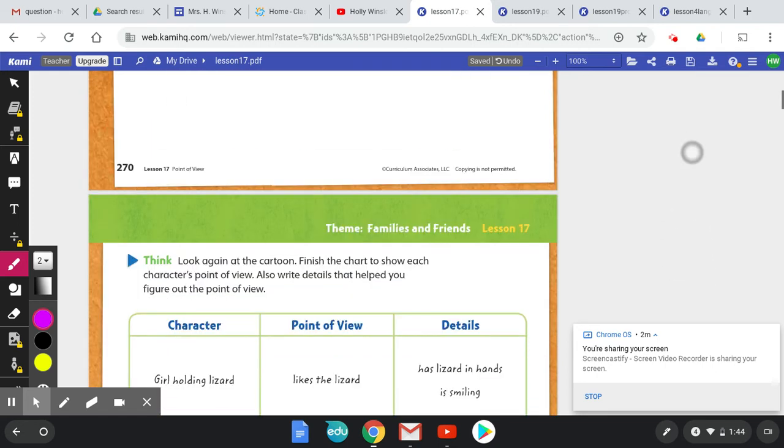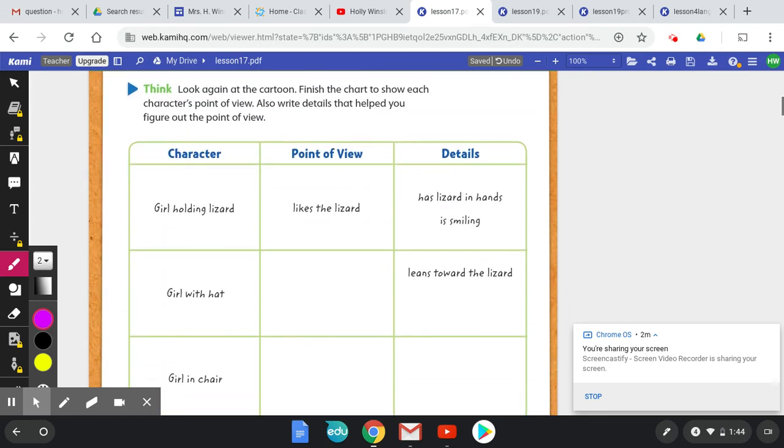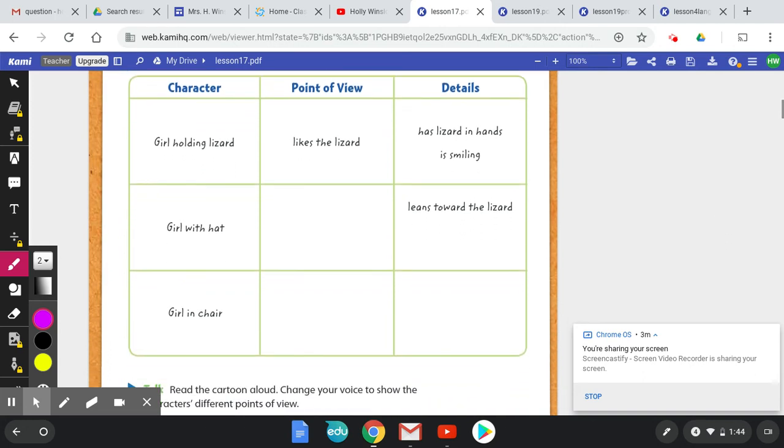So if you look at our next page on 271, it's showing you a chart. Let's just think. Look again at the cartoon. Finish the chart to show each character's point of view. Also, write details that help you figure out the point of view. And they've done the first one for you. So you have the different characters. The first one is the girl who is holding the lizard. The next one is the girl that has the hat on. And then the last one is the girl that's in the chair all the way across the room.